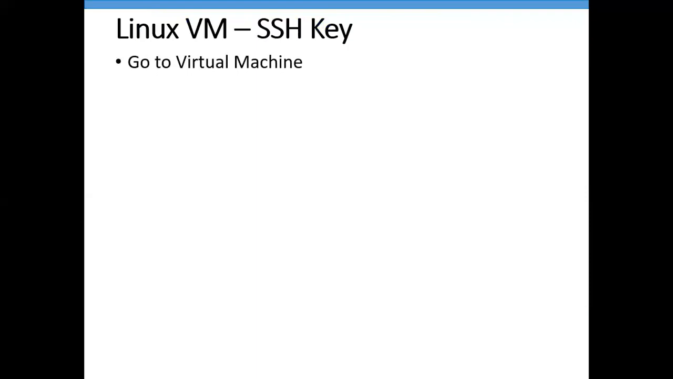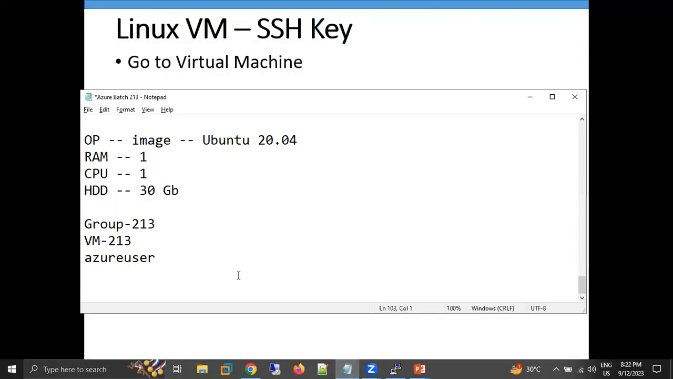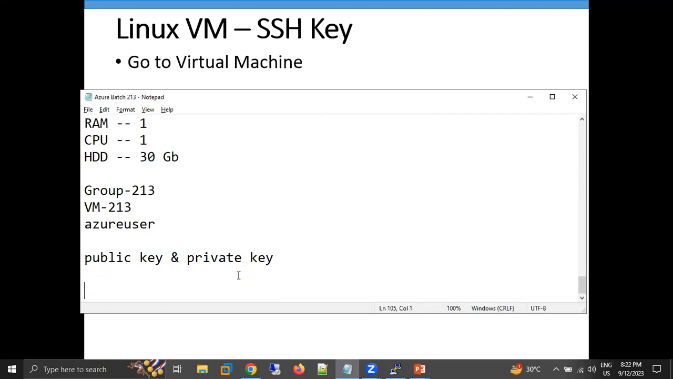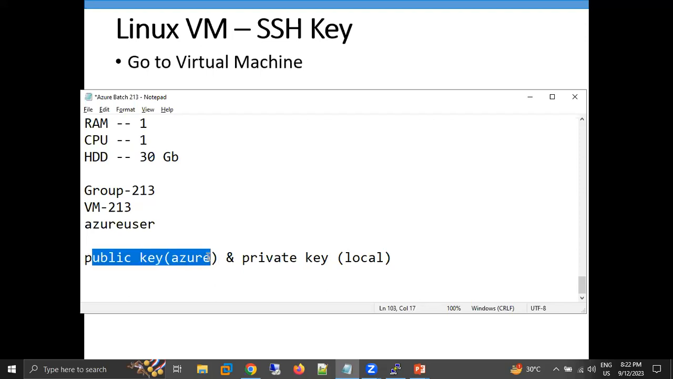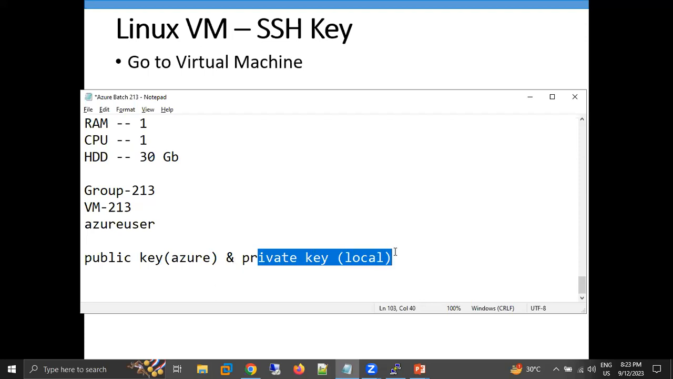Okay. Now we are going to discuss the VM option, how we can create a VM by using SSH. Now, what is this SSH key? SSH key is the combination of two keys. One is called the public key, the other is called the private key. The private key is going to be downloaded to our local machine, and the public key is stored in Azure.